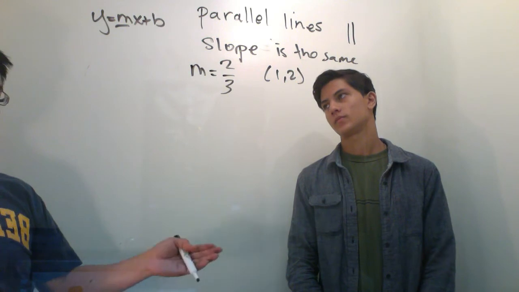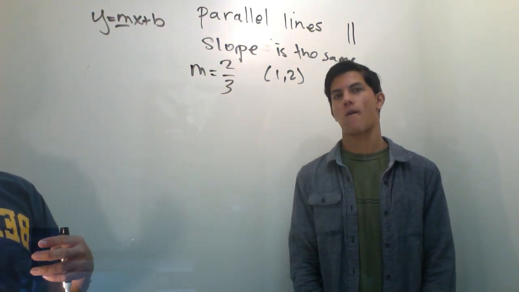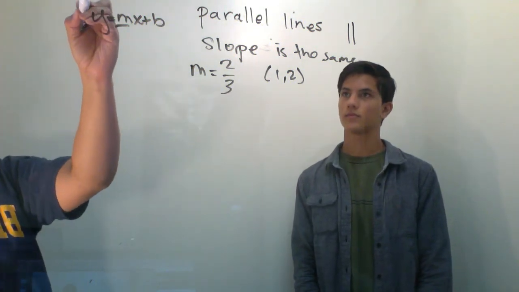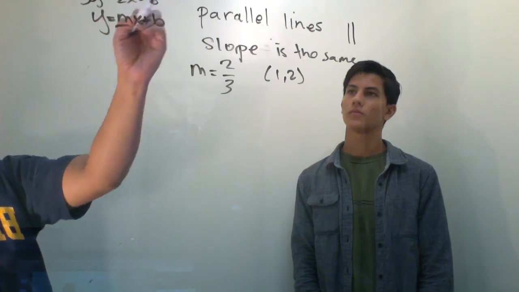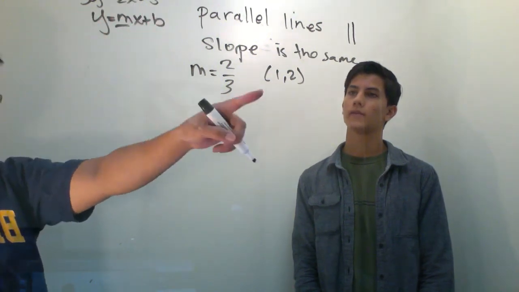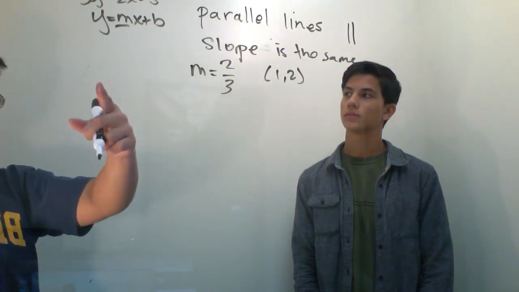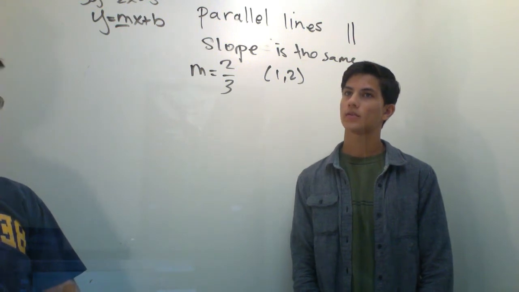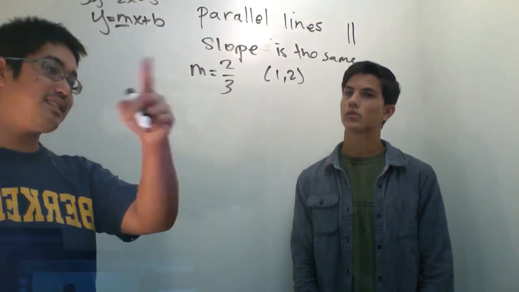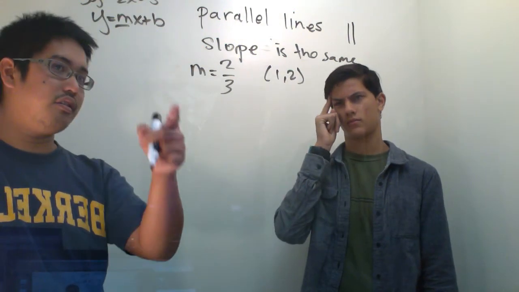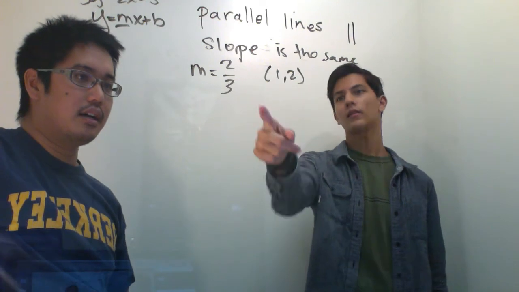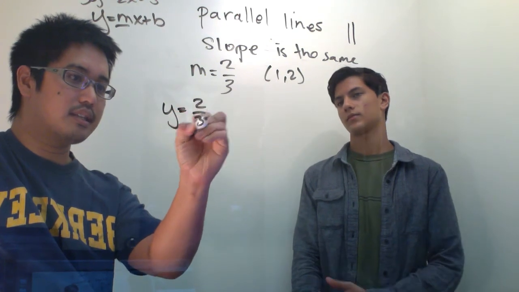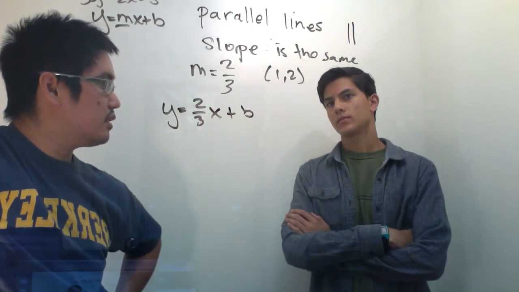So really what I did was change my question from what is a line parallel to 3y minus 2x equals 5 that goes to that point, to what is a line that has a slope of 2/3 and goes to that point. Because that's the same question, we just worded it differently. I know it's going to be y equals 2/3 x plus b, but I don't know what b is. See what I'm doing?